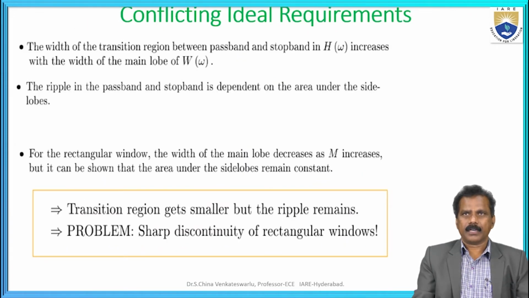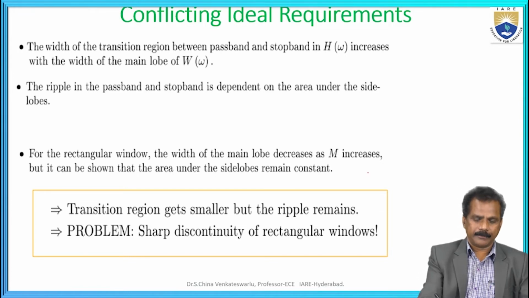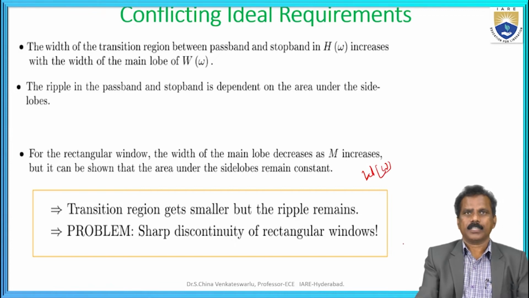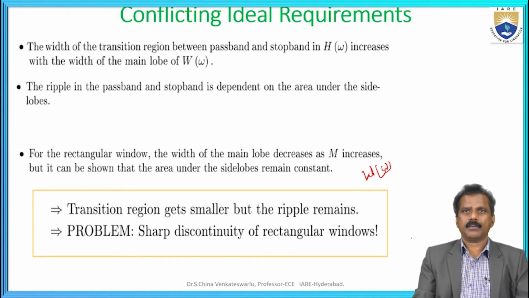There are conflicting ideal requirements. The width of the transition region between the passband and the stopband of H of omega increases with the width of the main lobe of W of omega. Ripple in the passband and stopband is dependent on the area under the side lobes. Consider the rectangular window or other windows; it conflicts with the ideal requirements.